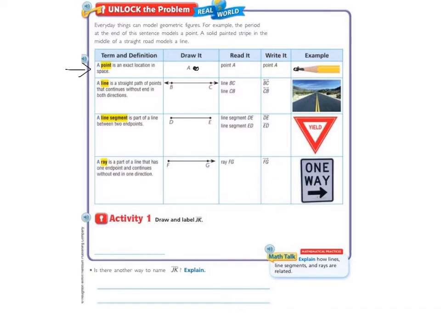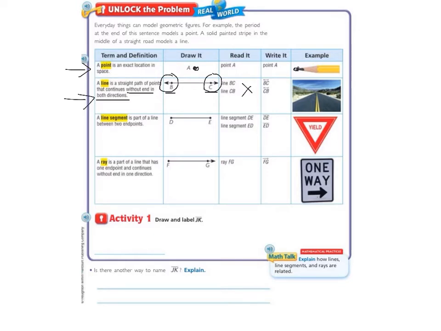Our next example is a line. A line says it's a straight path that continues, this is important, without end in both directions. So you can see on this line, it goes to the left and it goes to the right. And we assume that lines always go on and on and on forever because there's no stopping. And we would call this line BC because there's a B and a C. I could also call it line CB because the line goes in both directions, so the order is not important. So I would write that or read that as line BC or line CB.